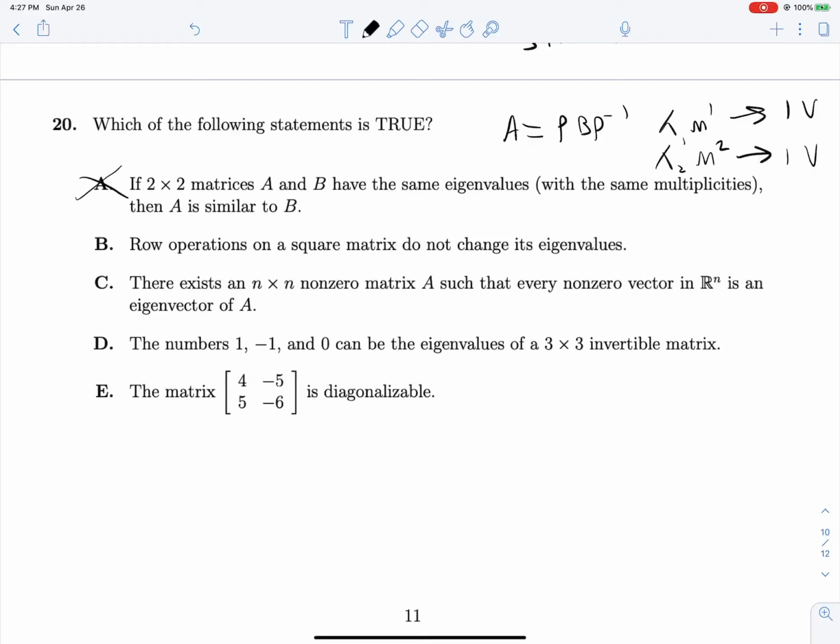Okay, B: row operations on a square matrix do not change its eigenvalues. Yeah, they do. You can go test that out for yourself. I'm not going to go mess around with that, but yep, they definitely do.